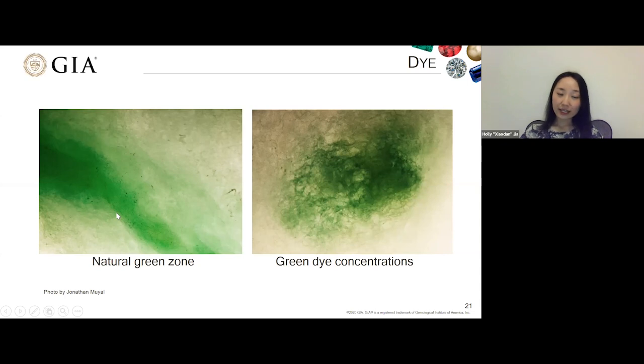In natural jadeite, the natural green veins are usually associated with green jadeite crystals or some other minerals, like we mentioned earlier. So under magnification, they may appear more diffused.